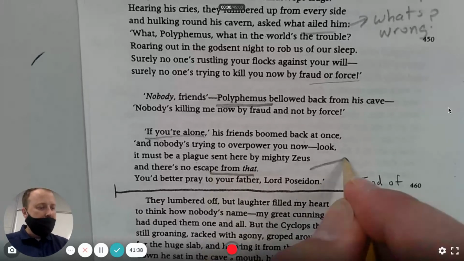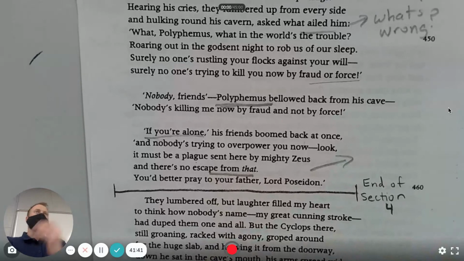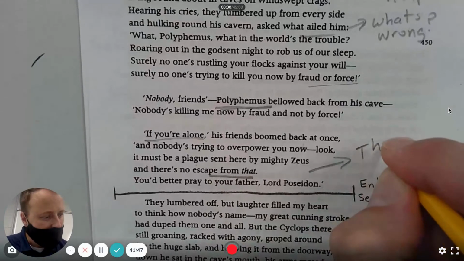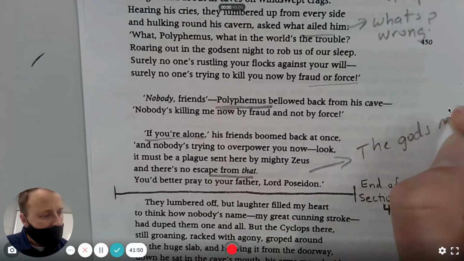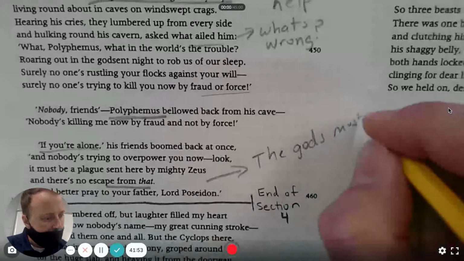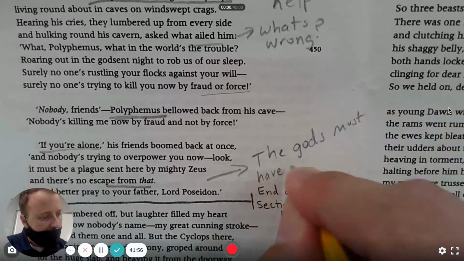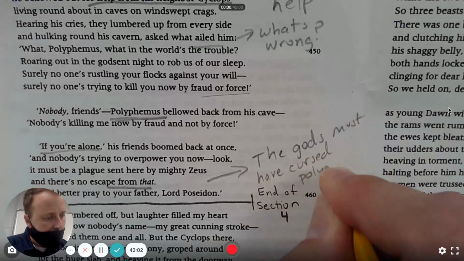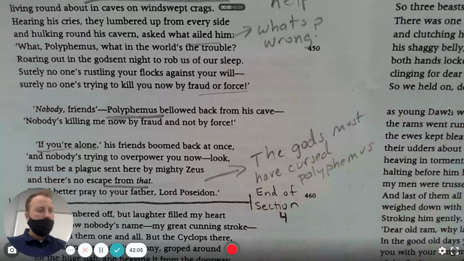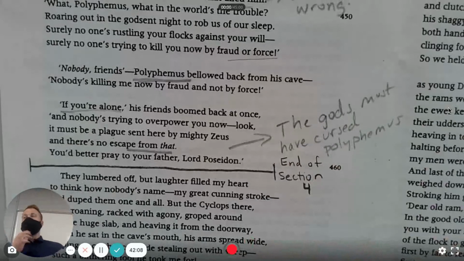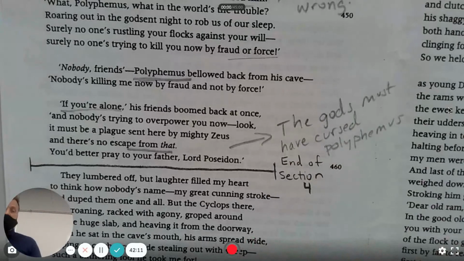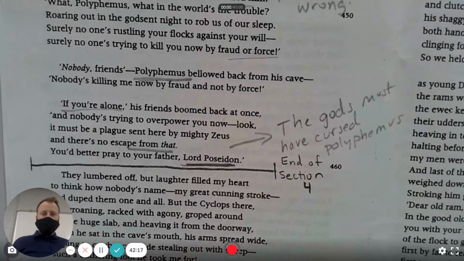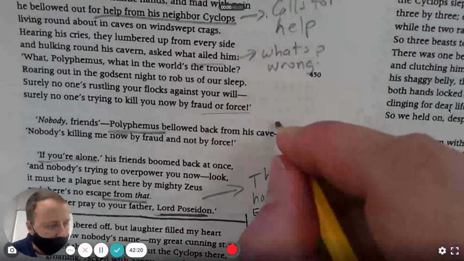Okay? So what do they blame the Cyclops' ailment on? Zeus, the gods. The gods must have cursed Polyphemus. So they're not going to get involved. You better pray to your father, Lord Poseidon. So we find out there that Poseidon is the father of the Cyclops. Okay? So the big idea here, though, is we're going to go back up here.